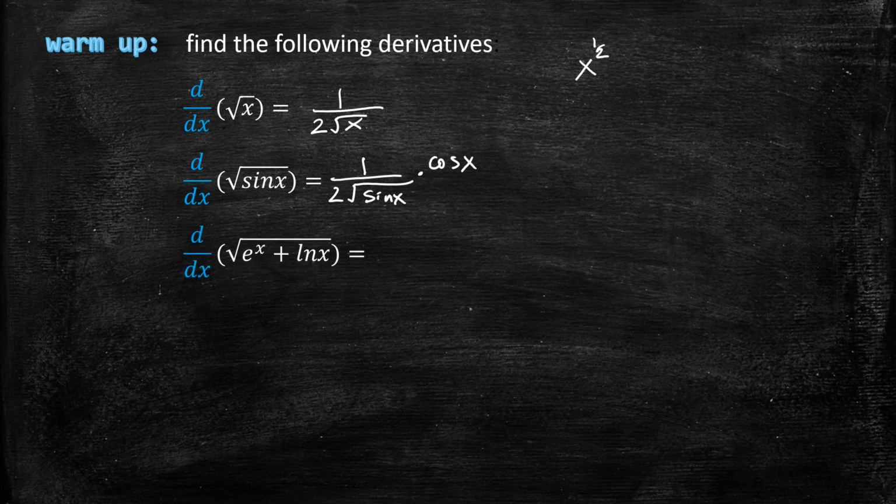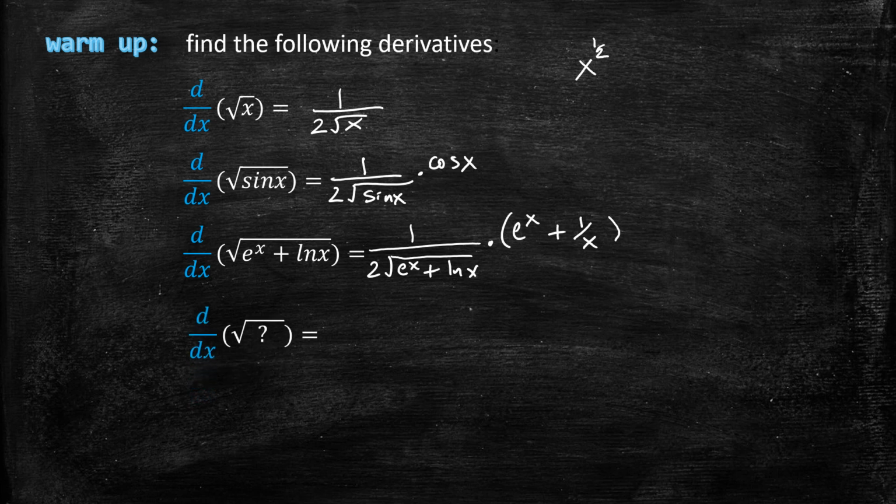Let's make it a little more complicated in there. So that will be 1 over 2 rad e to the x plus ln x, times the derivative of the inner function, which is e to the x plus 1 over x. So now, what if I have a mystery function in that radical? Well, by the same reasoning, we know that it would be 1 over 2, whatever that is. And by the chain rule, we know that we would have to find the derivative of that inner function.